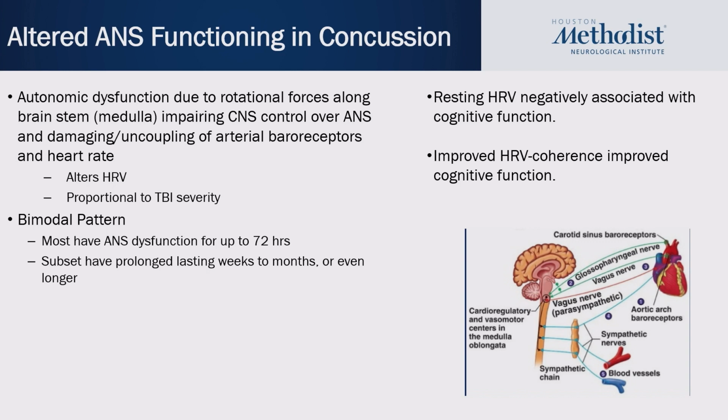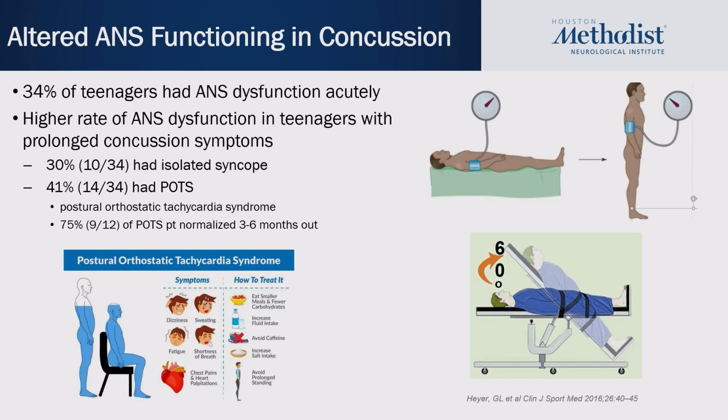When you're evaluating your patients, please ask about these: lightheadedness, feeling hot, feeling cold, night sweats, constipation. If they talk about flutters, things like that, pay attention to a lot of those autonomic features. Often it does recover in the first several days. Sometimes we do have cases where it's much more prolonged: weeks, months, and sometimes even longer. Just a little bit of background, we do see autonomic dysfunction in about a third of our teenagers acutely, so we do try to have a lot of precautions for them. There is a higher rate of this autonomic dysfunction in teenagers with prolonged concussion symptoms. So sometimes it is a contributing factor to persistent symptoms in individuals.